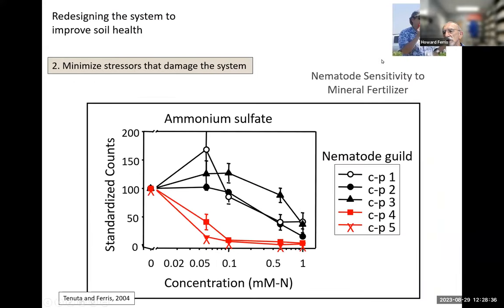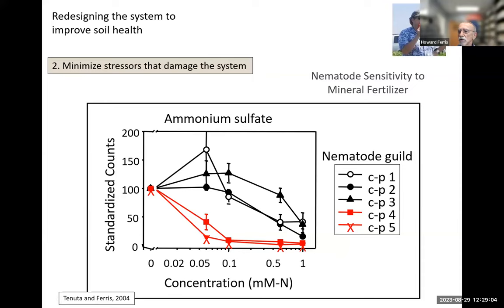Here we work with mineral fertilizers and different types of nematodes. We're increasing the amount of nitrogen in the mineral fertilizer, in this case ammonium sulfate, and the generalist and specialist predator nematodes are knocked out at very low levels, whereas the bacterial feeders, fungal feeders and plant parasites are far more tolerant.